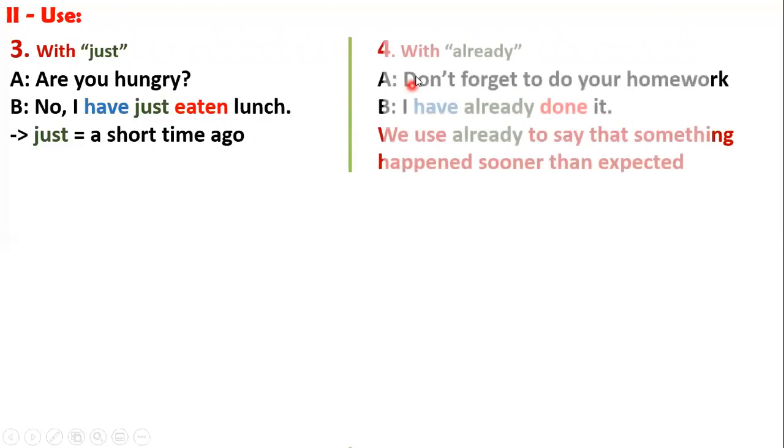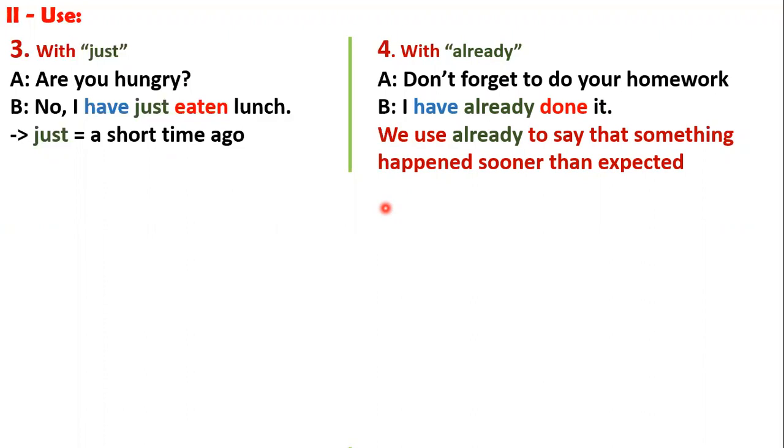Number four, when we have already. Let's look at the dialogue. Don't forget to do your homework. Hey, I have already done it. I have already done it. We use already to say that something happened sooner than expected. For example, your mother asks you every day to clean your room. Every day. Please clean your room. Don't forget to clean your room.